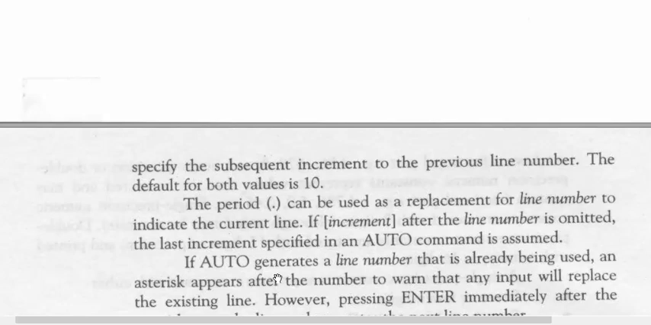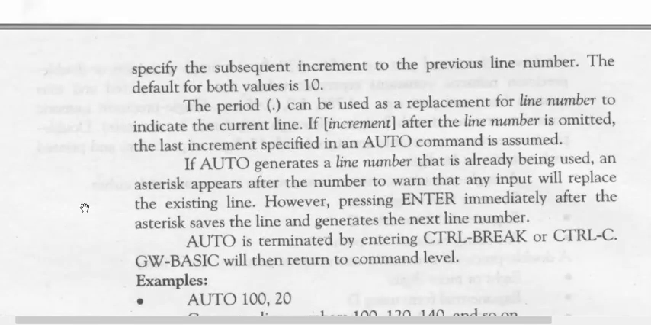However, pressing enter immediately after the asterisk saves the line and generates the next line number. It's better that you do not disturb the line number you have already used. It's better that you just press enter and it will generate the next line number. AUTO is terminated by entering Control Break or Control C. GW BASIC will then return to command level. To terminate the AUTO command, you have to use Control Break or Control C, the keyboard keys, and GW BASIC will then return to the command line.